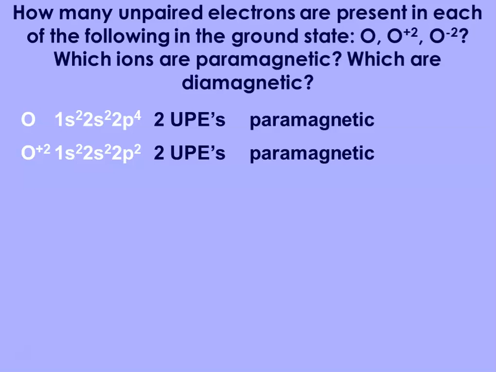With O minus 2, you're gaining electrons, so rather than losing 2, you're gaining 2. So we would take that original configuration and fill up the remaining 2 spots in 2p. At this point, all of the electrons have a partner, so there are not any unpaired electrons, and this would be considered to be a diamagnetic ion.